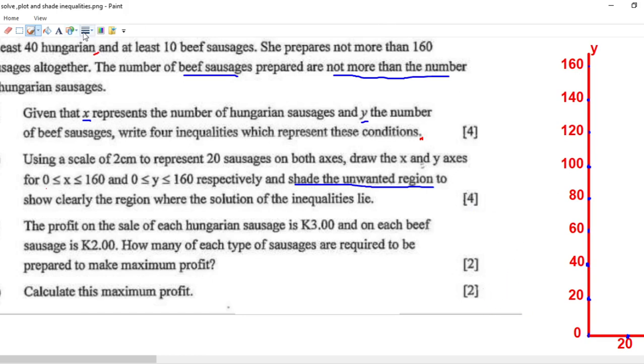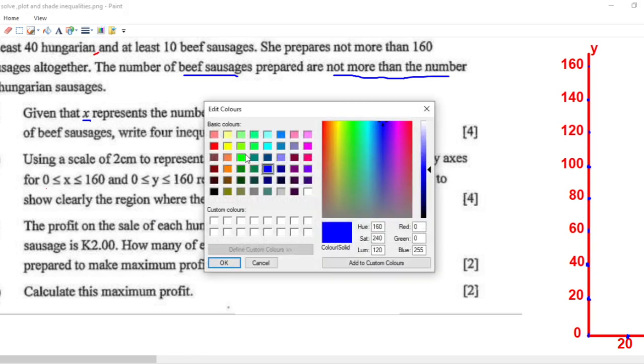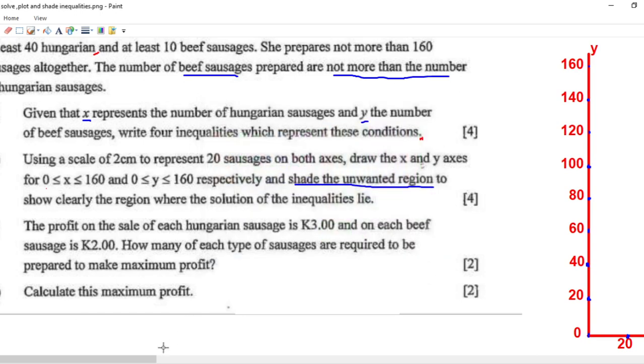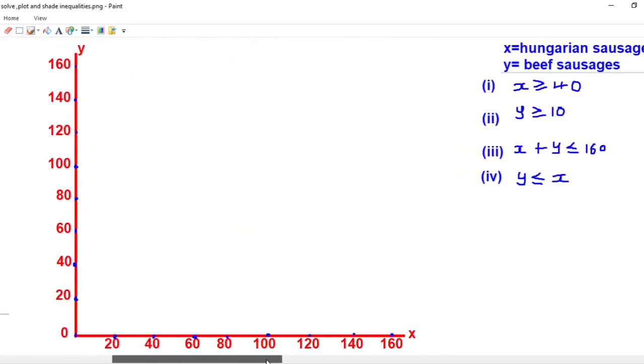Let's get a straight line. So we are going to use a straight line. Now we'll be using different colors just to show this. Let's start by using just a red. Let's use a green color. So we have the first equation.